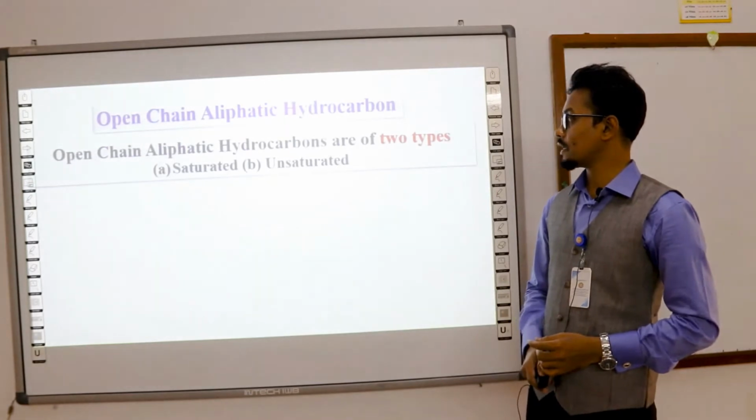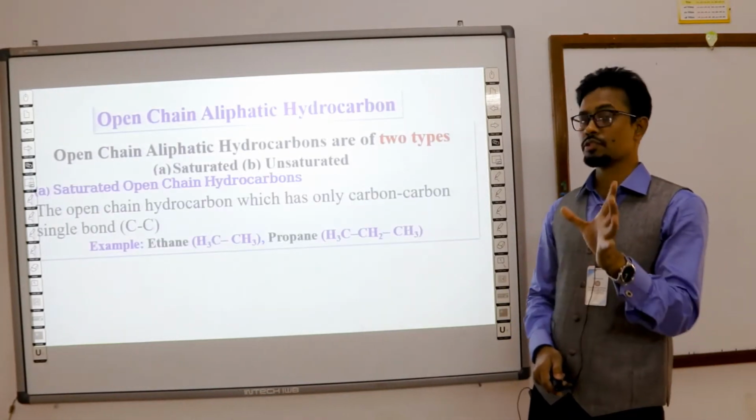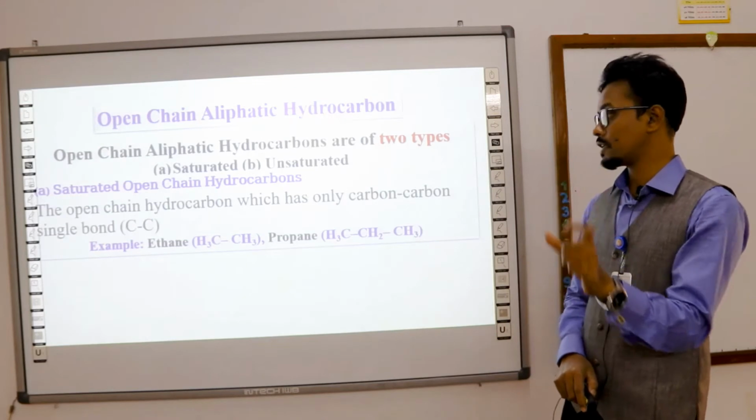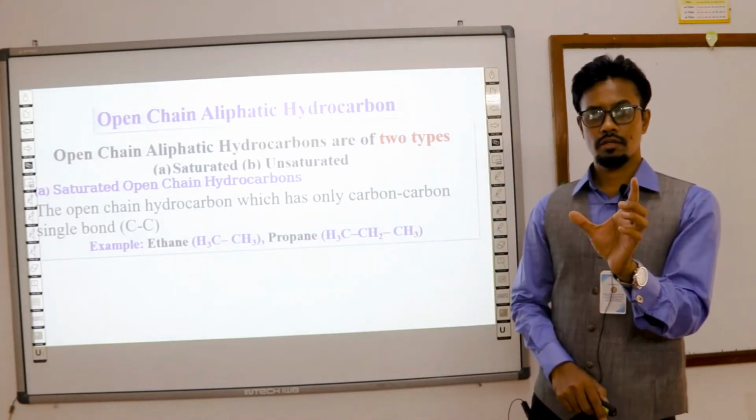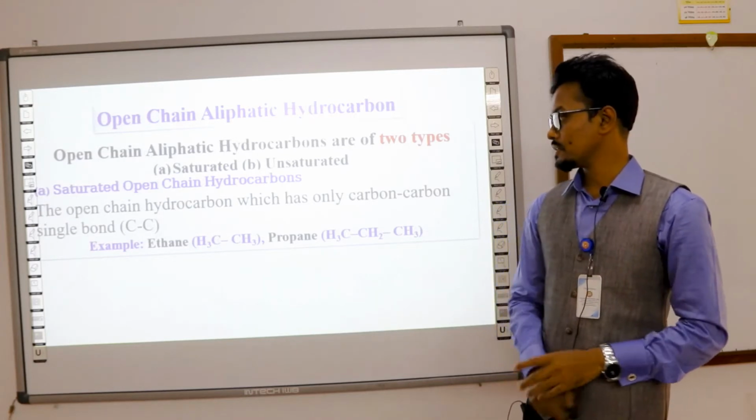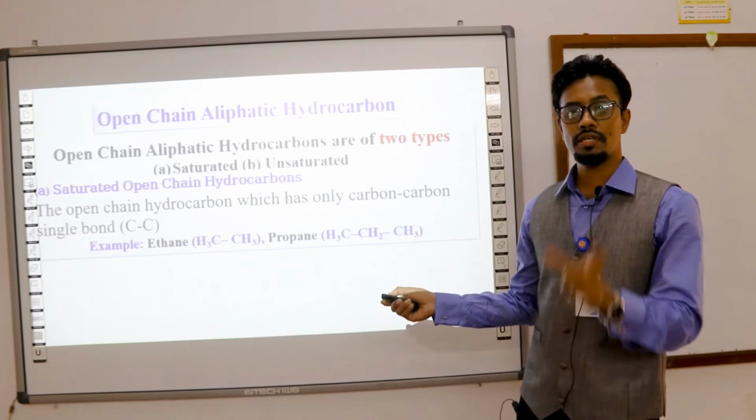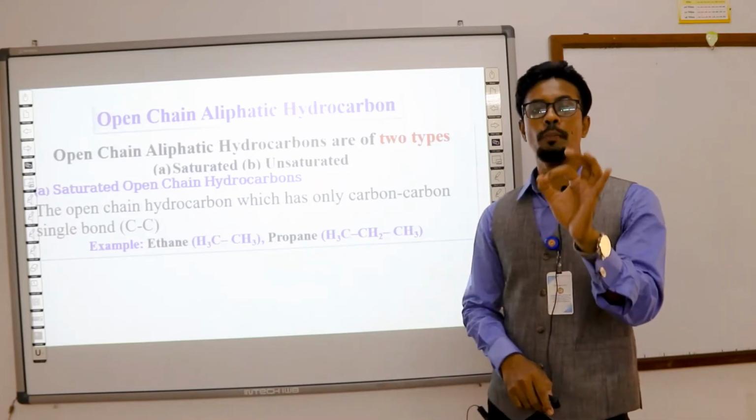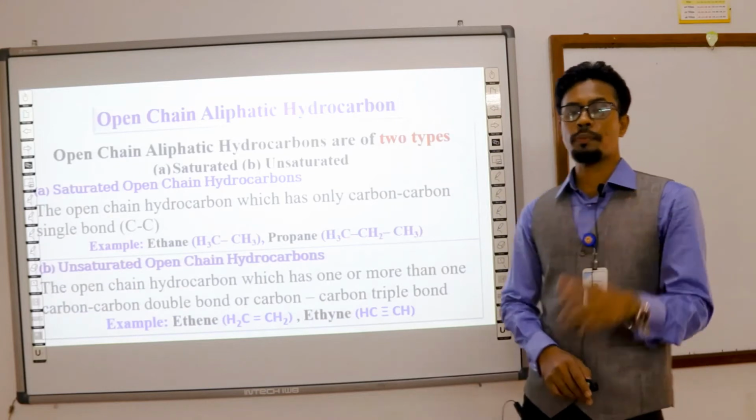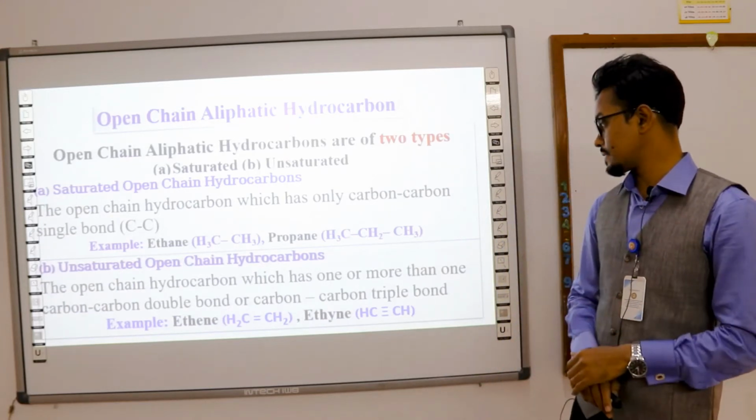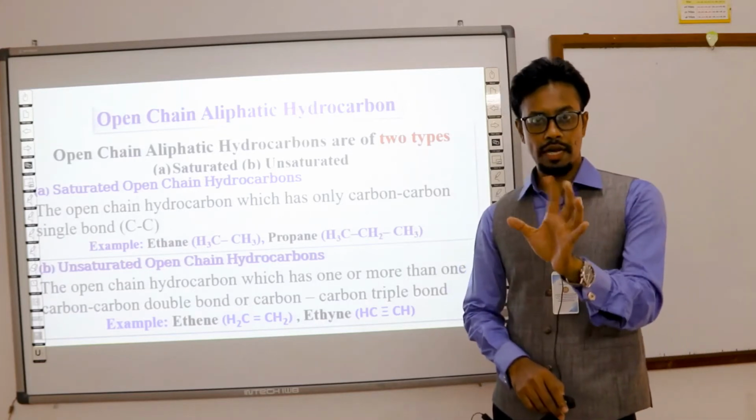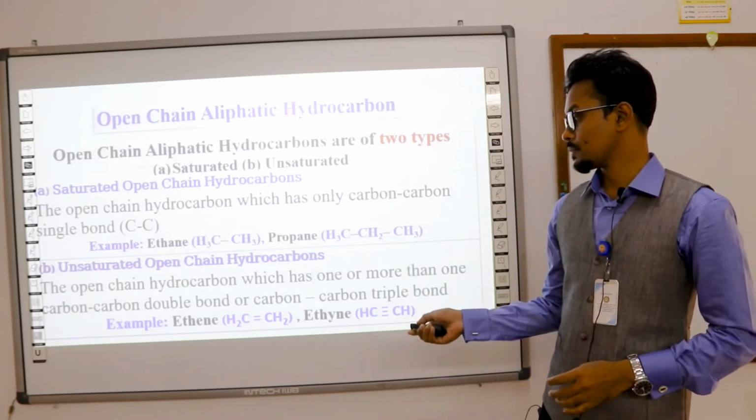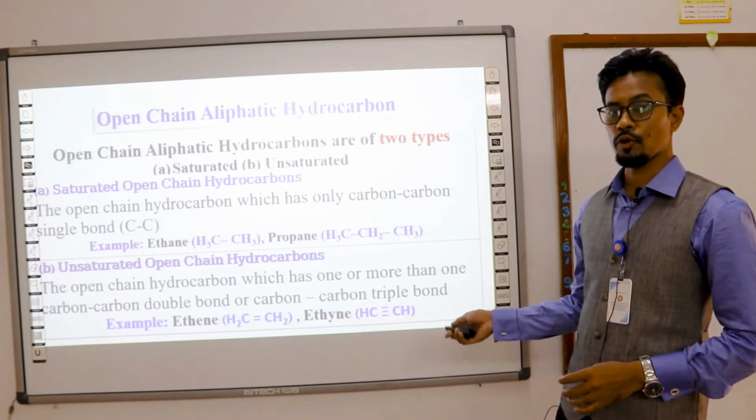Now, open chain aliphatic hydrocarbons are of two types, saturated and unsaturated. Saturated open chain hydrocarbons are open chain hydrocarbons which have only carbon-carbon single bonds, such as ethane, propane, each with carbon-carbon single bonds. It is called saturated open chain hydrocarbon. Unsaturated open chain hydrocarbons are open chain hydrocarbons which have one or more double or triple bonds. It is called unsaturated hydrocarbon, like ethene, with a carbon-carbon double bond, and ethyne, with a carbon-carbon triple bond.